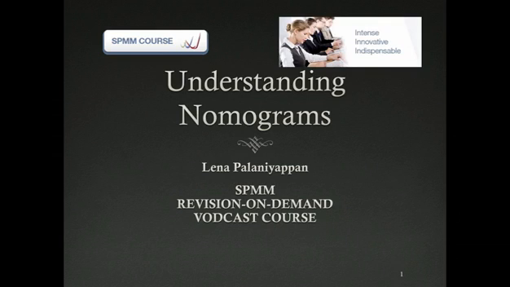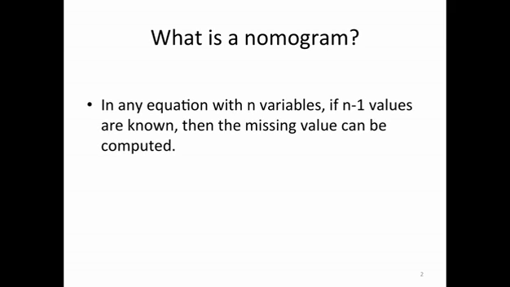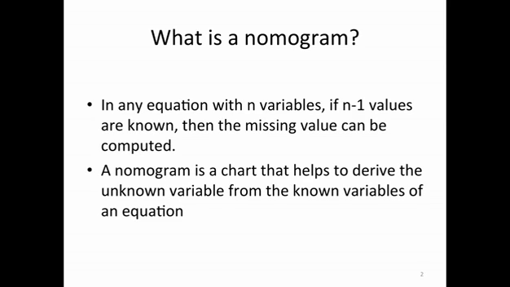In this podcast, I will discuss three nomograms that are important for critical appraisal of medical research. First of all, what is a nomogram? Mathematical equations are made of several variables. If you know the values of all except one variable, then the unknown can be deduced from the mathematical operations defined by the equation. A nomogram is a chart that helps us to do this without the need for a calculator or computing skills. Instead, all you need is a ruler and a pencil to connect dots.